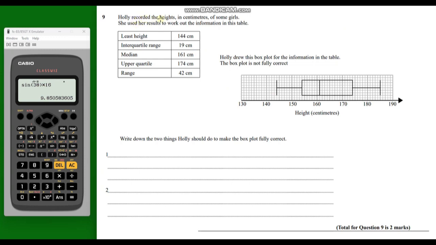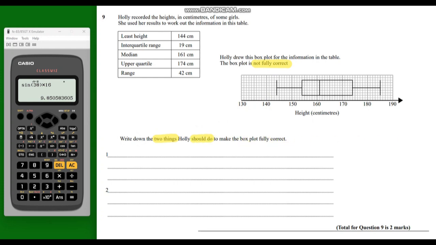Question 9. Holly recorded the heights in centimetres of some girls, and she used her results down here to work out the information down here in the table. And then Holly drew this box plot for the information in the table, and the box plot is not fully correct. So there's something wrong with the box plot. Write down 2 things Holly should do to make the box plot fully correct.